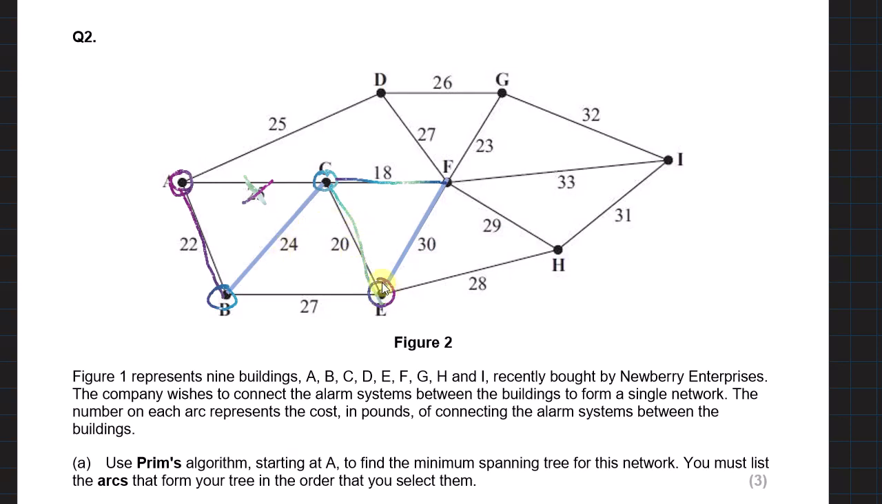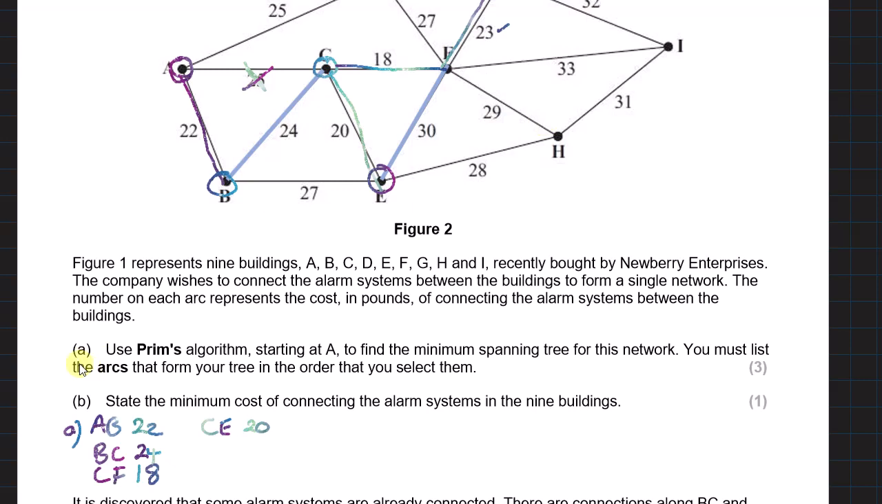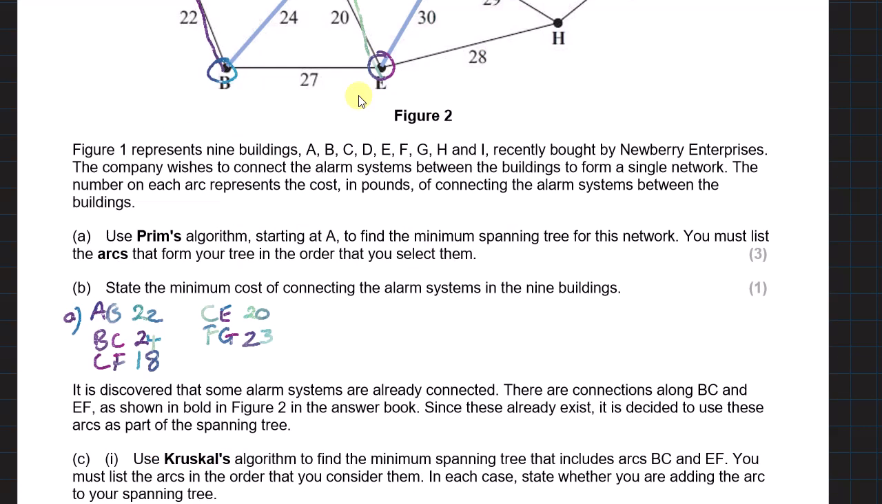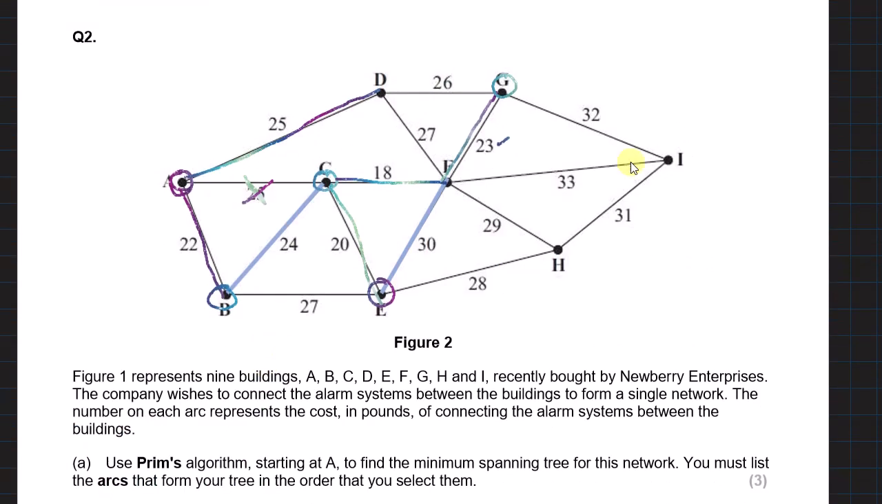Then after that, the next cheapest one is 23 over here, which connects to G. So FG 23. After 23, then I do AD 25. AD for 25. Then we're looking for 25.